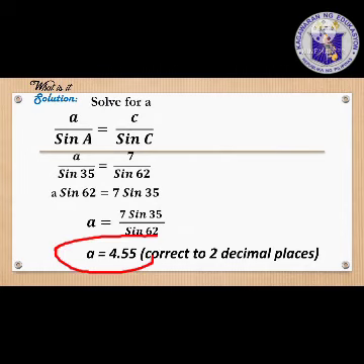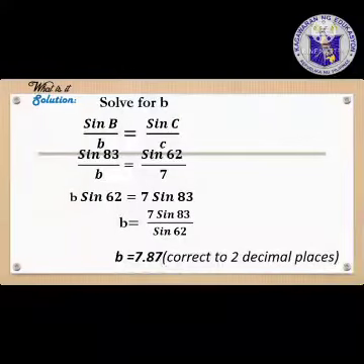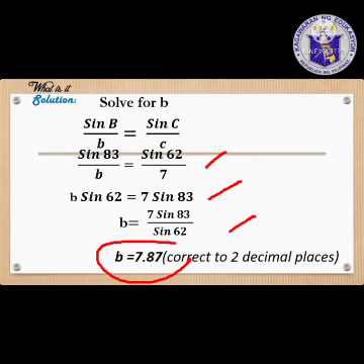Again, two decimal places. Let us solve side B as follows. Let us use the part of sine B over B equals sine C divided by C. Substitute the values, cross multiply. Solving for B, we obtain B equals 7.87.